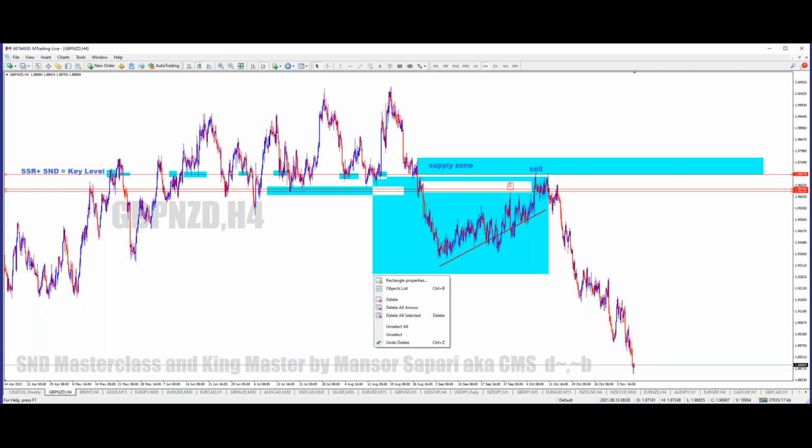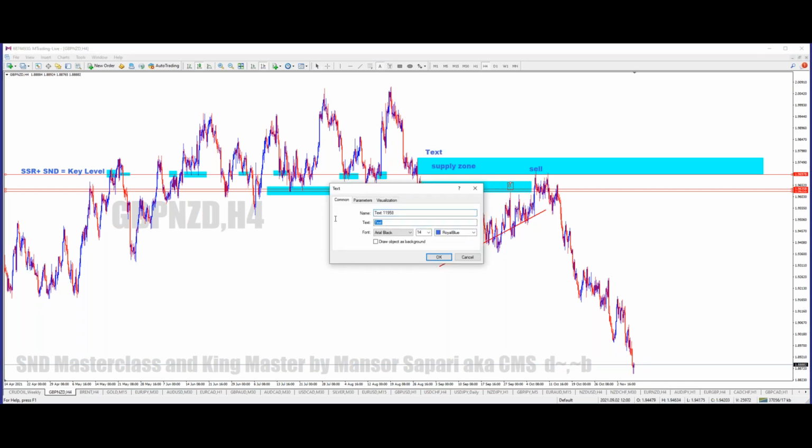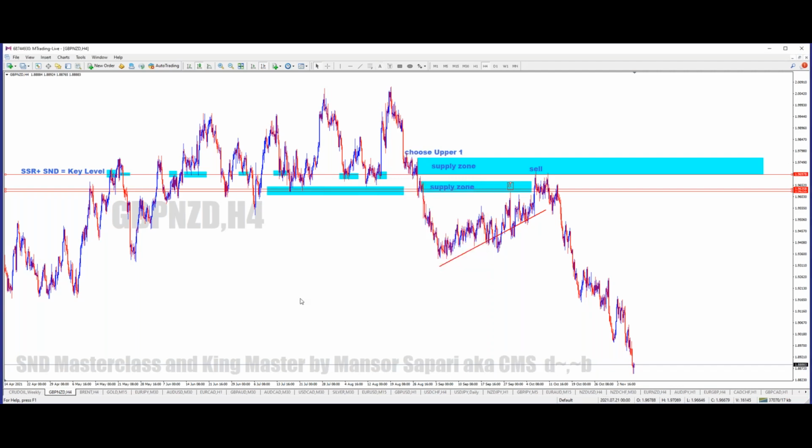Let's suppose you have two supply zones over here. You have two kings over here. Usually don't enter the lower one. It's a place for a fake out only. So please choose the upper one. Always, if you have to, choose the upper one. Level over level. Okay.